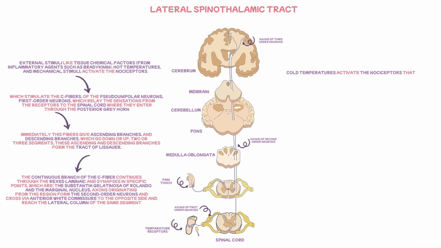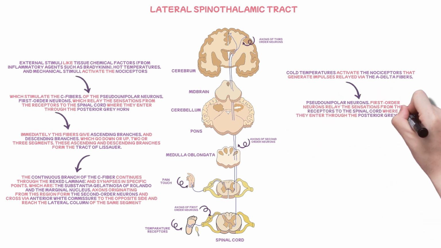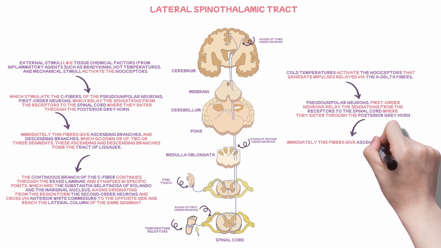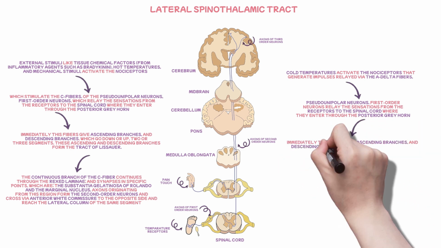Cold temperatures activate the nociceptors that generate impulses relayed via the A-delta fibers, which, as you recall, we said are fast, and can localize the sensation. Pseudo-unipolar neurons, first-order neurons, relay the sensations from the receptors to the spinal cord, where they enter through the posterior grey horn, and as with the C fibers, it immediately gives ascending branches and descending branches.